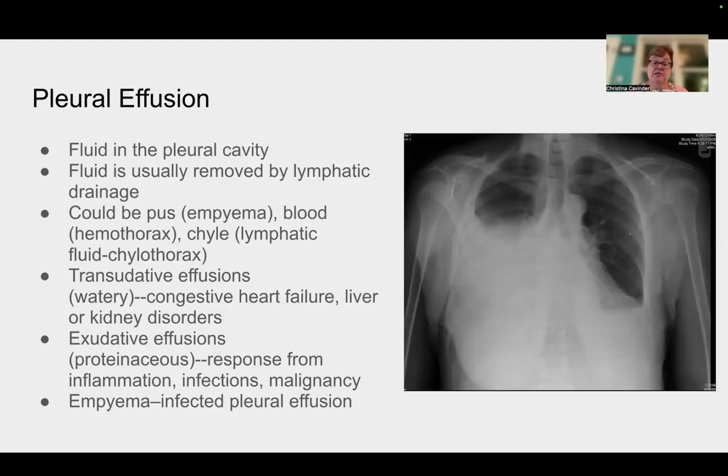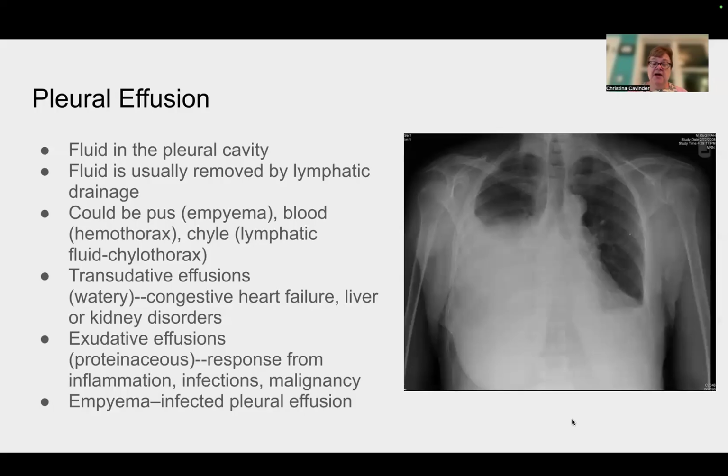It could be pus, which is empyema, blood, which is a hemothorax, chyle fluid. The chyle fluid is basically the lymph protein kind of fluid that comes from the lymph system, and that's called a chylothorax. So chyle fluid is in there.